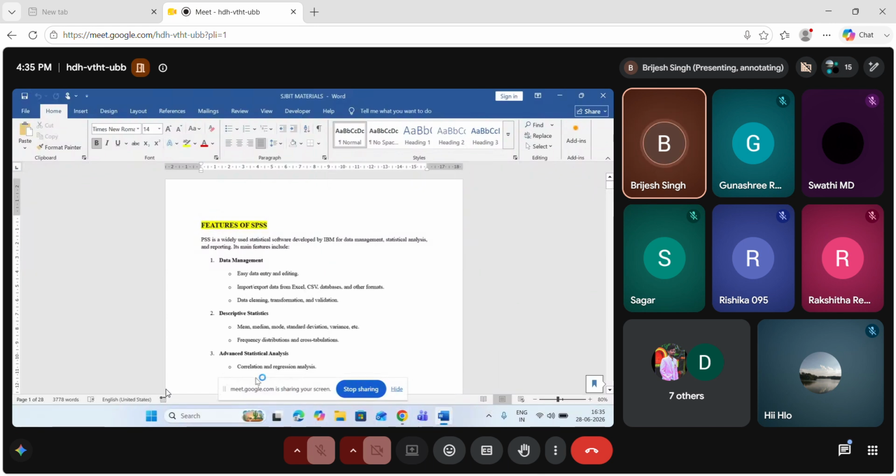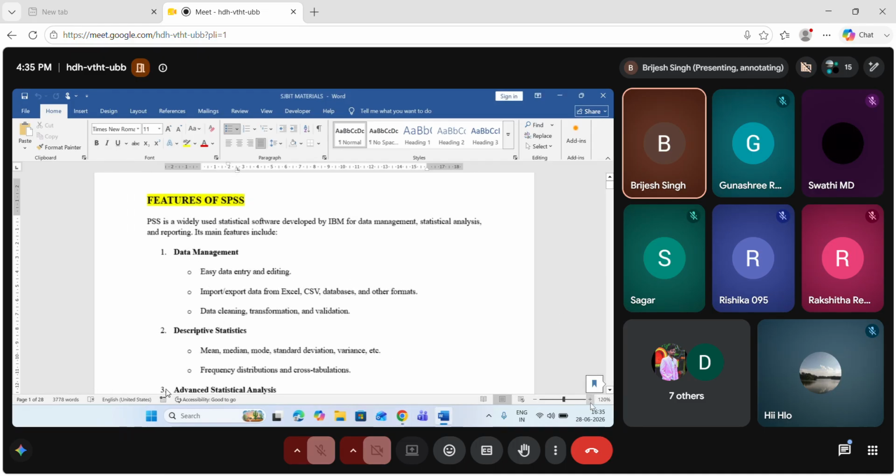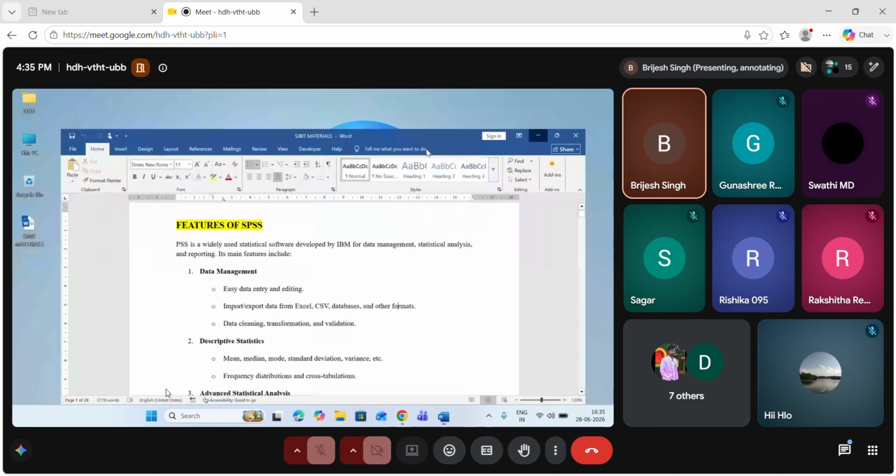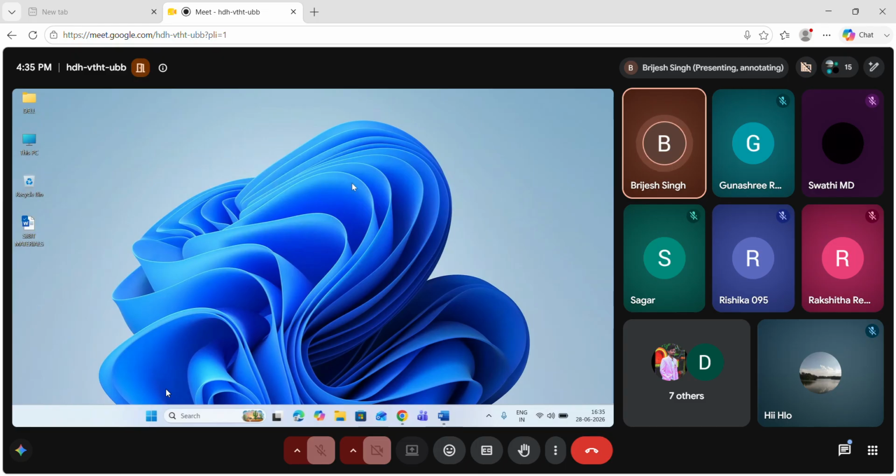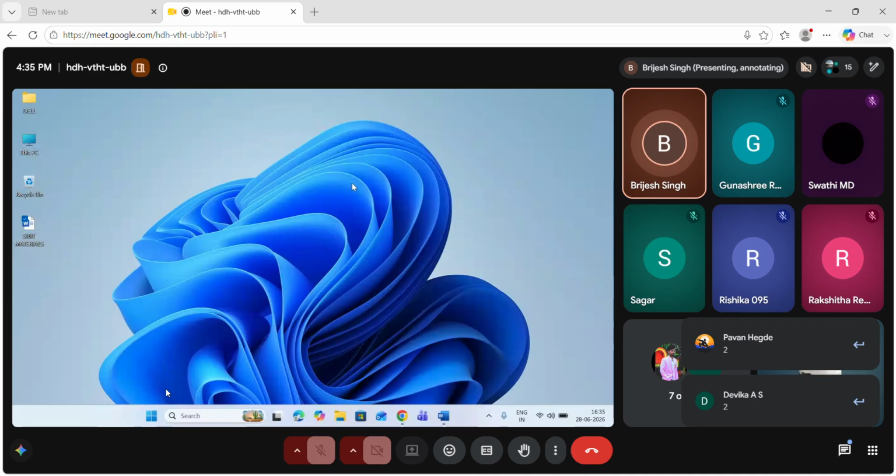Is my okay? Is my screen is visible to all of you? If yes, then you can type numerical number 2 in the chat box, and followed by maybe I will take 10 to 15 minutes to just explain you what exactly you are expected to prepare for this internal test. Okay.